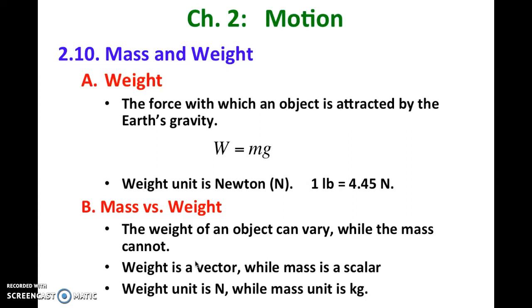The weight unit is Newton, while the mass unit is kilogram. So mass and weight are completely different. One is a scalar, one is a vector. One is the amount of matter, a measure of inertia. Weight is a force, Earth's gravity.